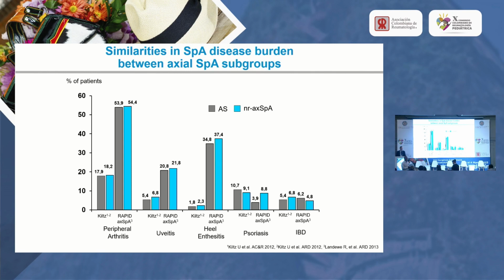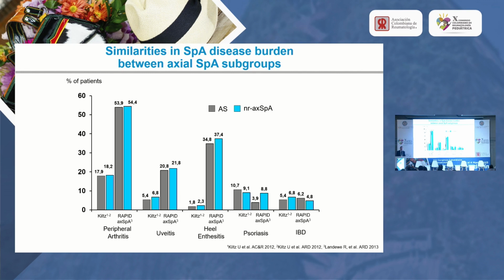Now, these are data from studies that have been done either locally in one hospital. This is the study by Uta Kiltz that you see on the left side of the bars, or in a worldwide study, the RAPID trial, on the right side of the bars. And both locally and in the worldwide population, what we found was that ankylosing spondylitis, the radiographic part, and non-radiographic axial spondyloarthritis had the same proportion of patients being affected by peripheral arthritis, uveitis, enthesitis, psoriasis, and inflammatory bowel disease. Again, this very much shows that non-radiographic and radiographic stages are good for classification, but our diagnosis refers to the disease that is called spondyloarthritis.